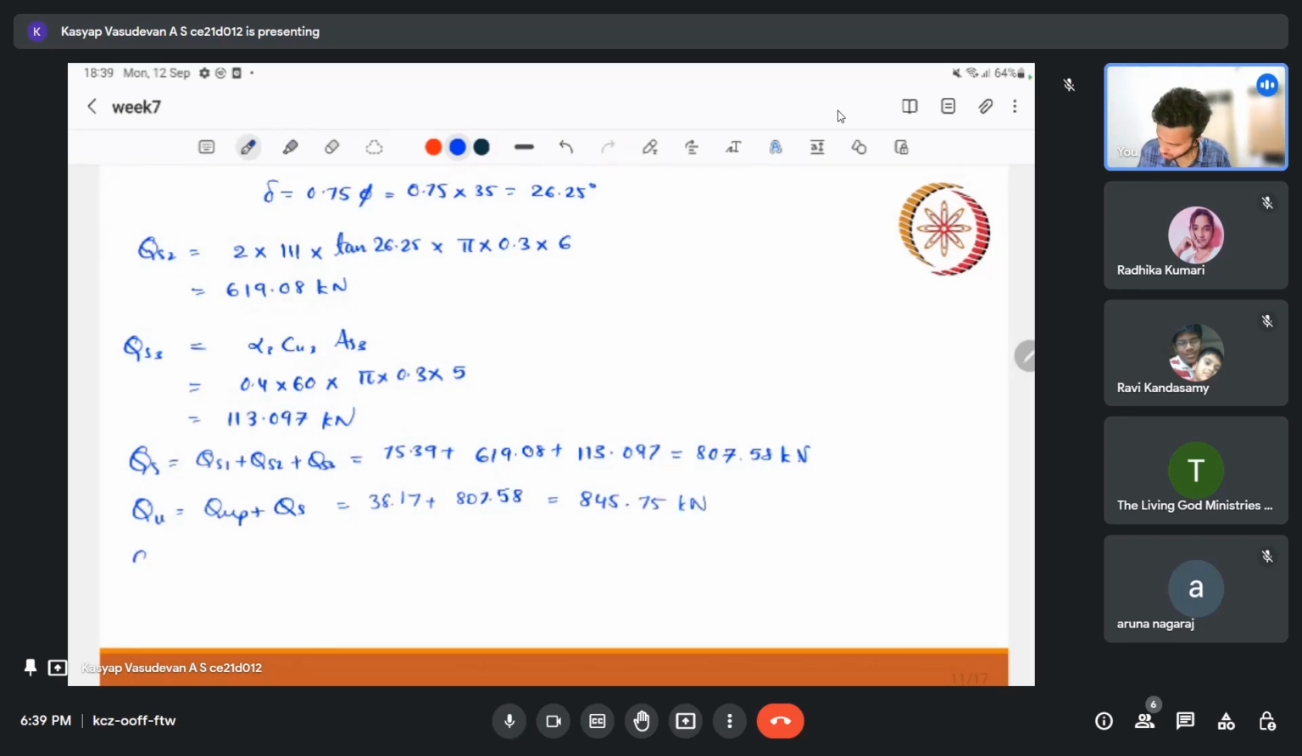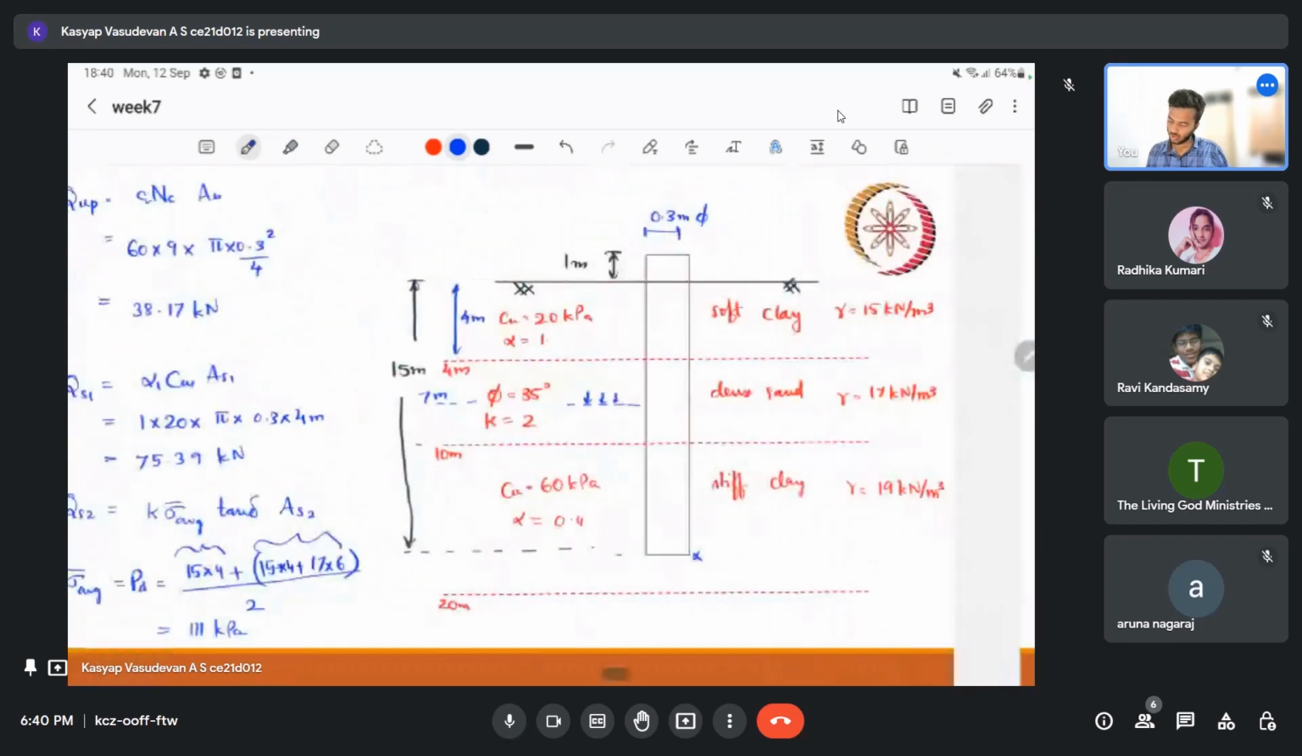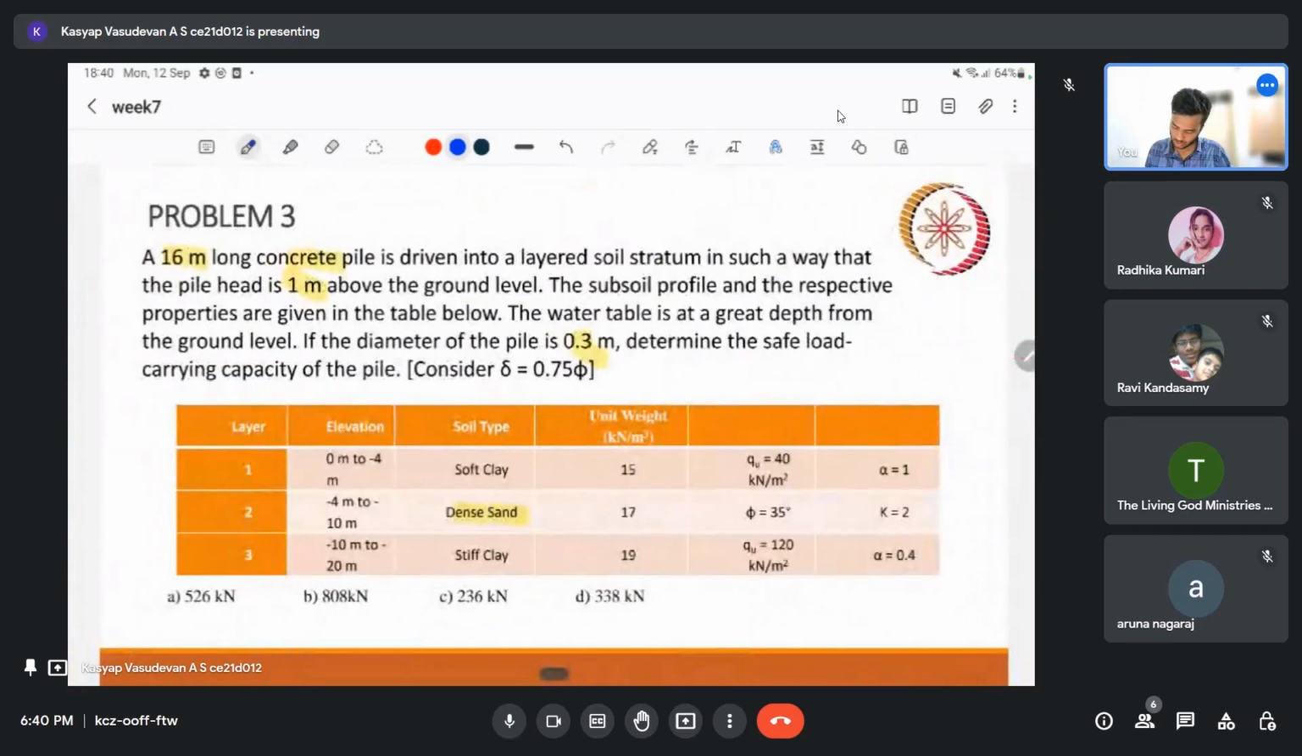So our Q safe will be Qu divided by the factor of safety, that is 845.75 divided by 2.5, which gives 338.3. So one among the options is 338.